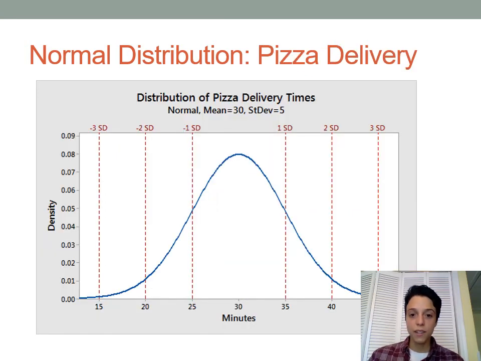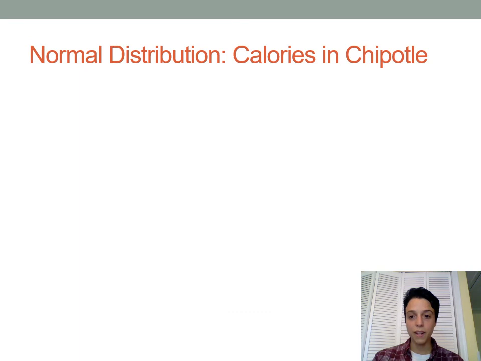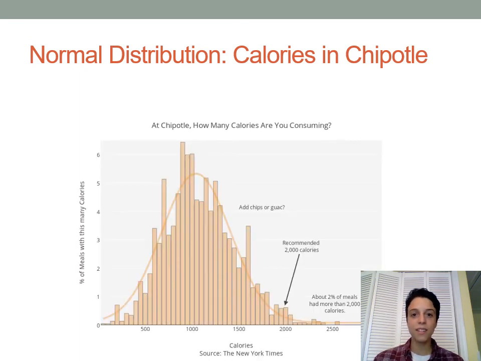Pizza delivery times. So the most likely amount of time it's going to take for your pizza to come is 30 minutes. And it's less likely that it's going to come really, really soon, and less likely that it's going to take a really, really long time. And then finally, the distribution of calories in Chipotle meals. If you get a meal at Chipotle, it's most likely that the meal will have about 1,000 calories in it. It's less likely that it'll have much less than that, and it's less likely that it'll have much more than that. And for some reason, this slide always makes me want a burrito.